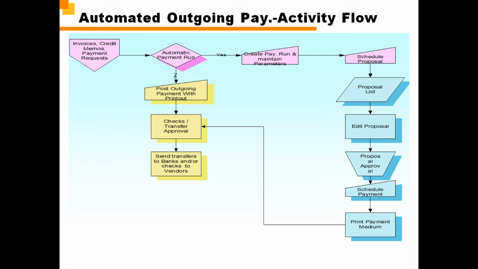So what is the proposal list? The proposal list is nothing but a list of your vendors to whom you are going to make the payment, and this proposal will have their payment line items. Then we can edit the proposal, so we can make the changes. Editing means if you want to change the payment method or the bank, all these things can also be done in the automatic payment program.